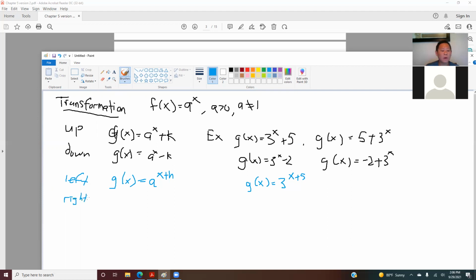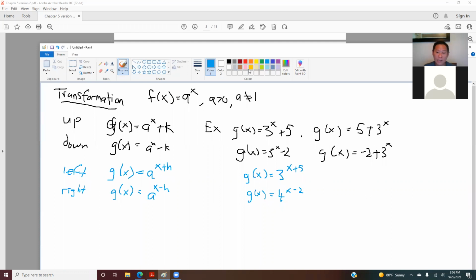If your transformation is going to the right, then it's going to be minus. For example, 4^(x-2). So it's not necessarily always 3^x. It can be 4^x, 5^x. Like this question gives you 10^x. It can be any power to the x. That is called a base. So this is the left and right.